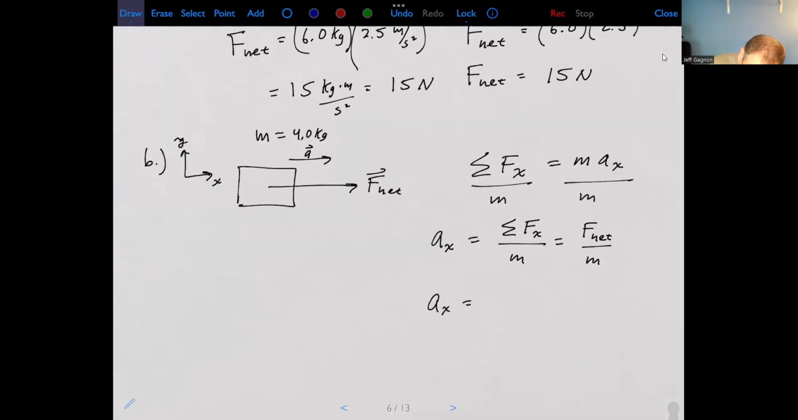So if we plug in here, the net force was 15 newtons divided by the mass, which we're now saying is 4.0 kilograms. And if you work that out, you're going to get 3.75, and that has units of meters per second squared, right? It's an acceleration. So the acceleration in the x direction is 3.75 meters per second squared. If you want to write it as a vector, it has the same magnitude, but now it has a direction, going to the right here. So that would be the actual acceleration.